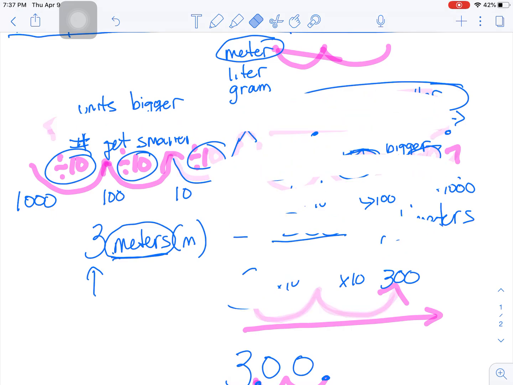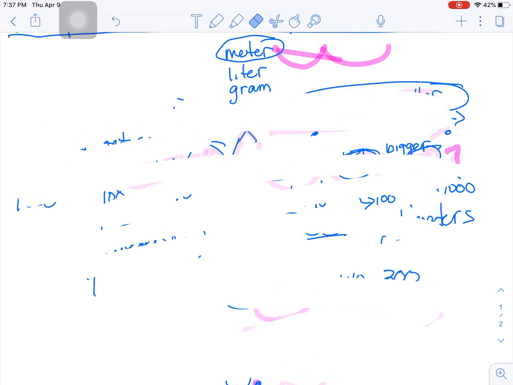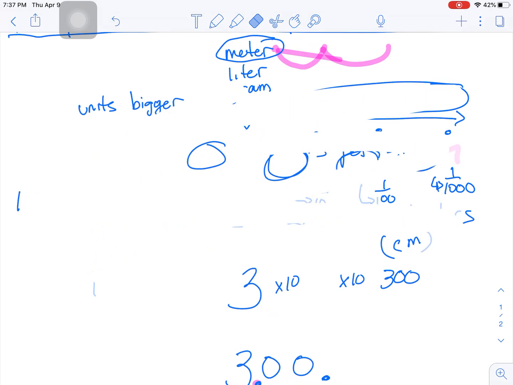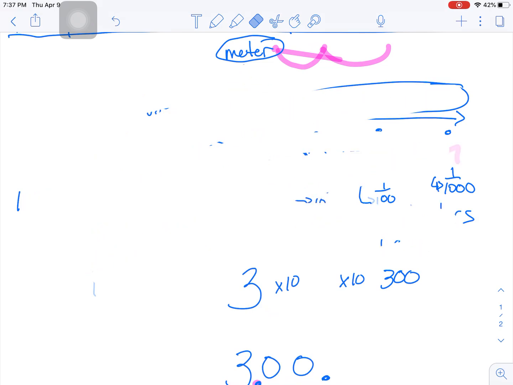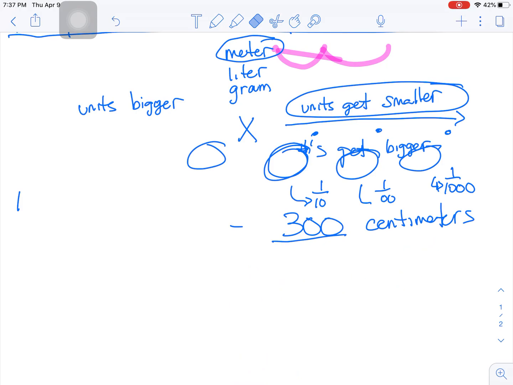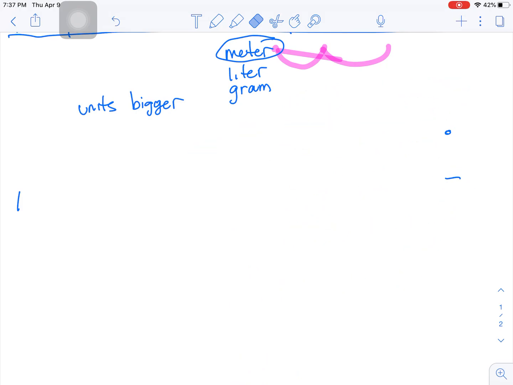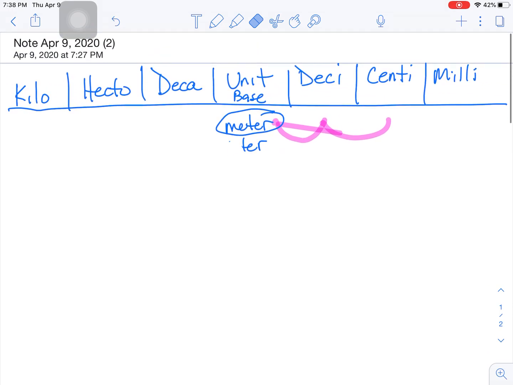So now let's go ahead and talk about a couple more examples. Sometimes you're going to see that you will need to go to the left, and sometimes you will see that you need to go to the right. So we just follow our chart. We're still going to use meters. I think that's the easiest thing to stick with today.